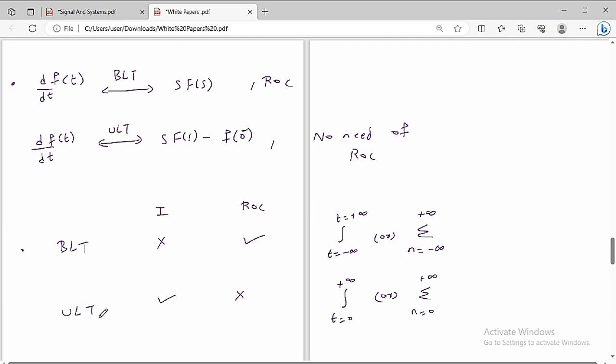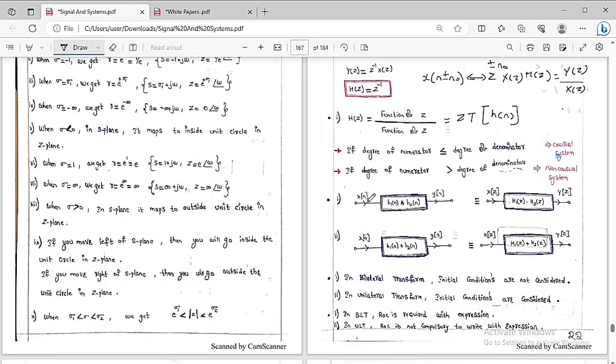In the case of the unilateral transform, the summation is from n equal to 0 to plus infinity, and the initial conditions are always considered. Also, there is no need for any ROC. I have already told you these things many times.